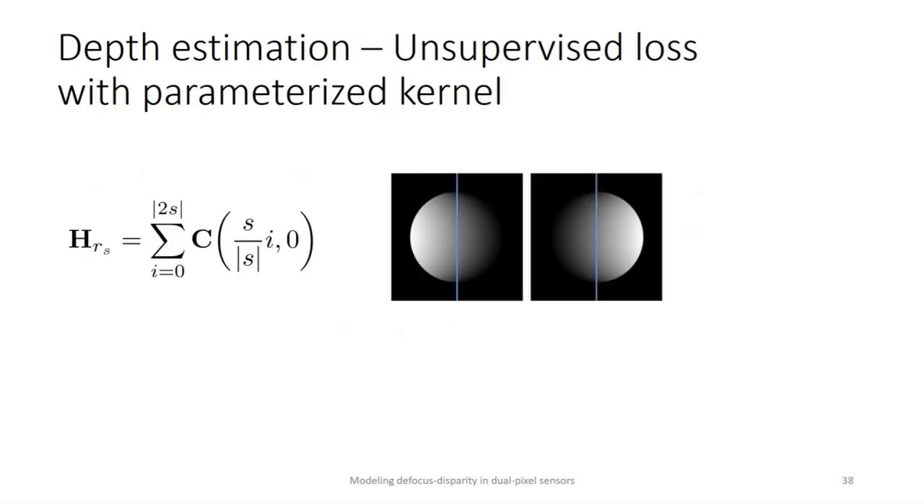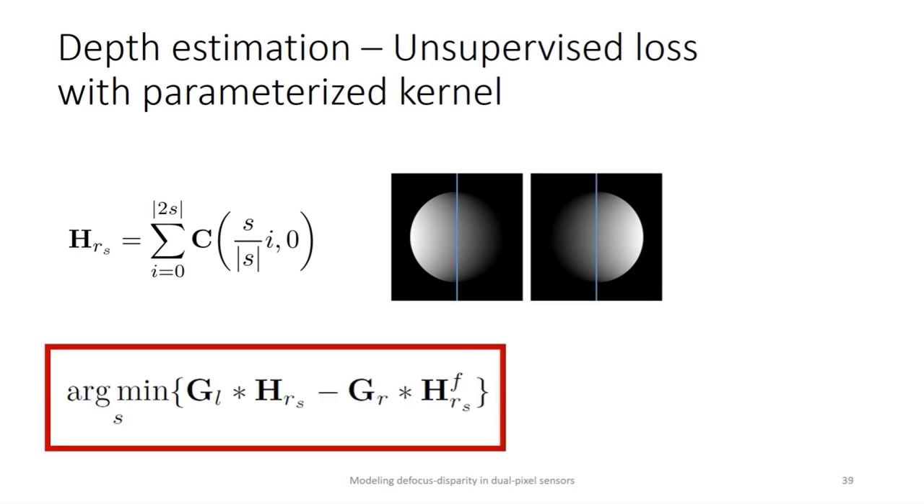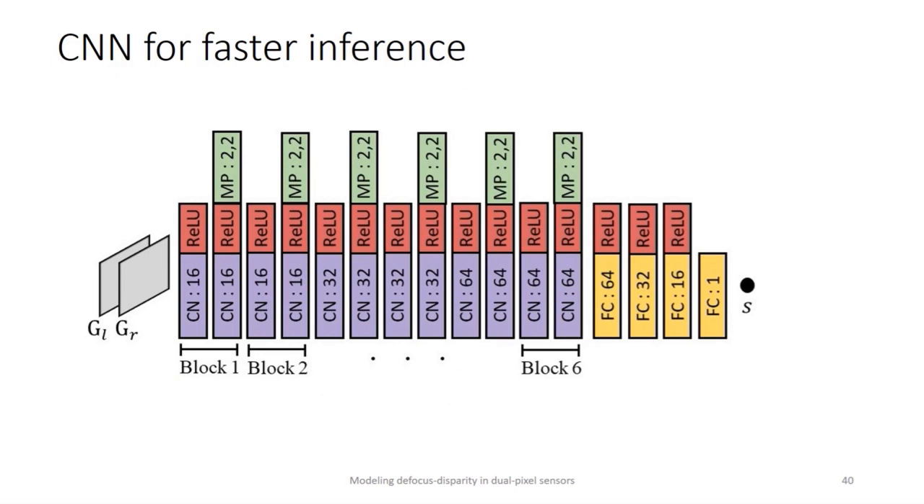We further parameterize the DP kernel as a translating disk such that the signed radius S of the disk is the only unknown. This helps to further simplify our optimization, and our final cost function takes this form. Our kernel symmetry assumption, based on which our cost function is constructed, holds only for a constant depth region of the scene. To obtain the depth map given a test image, we apply a sliding window approach. Instead of solving an optimization problem for each window, we can instead train a CNN so that inference is faster. Please see our paper for more details.